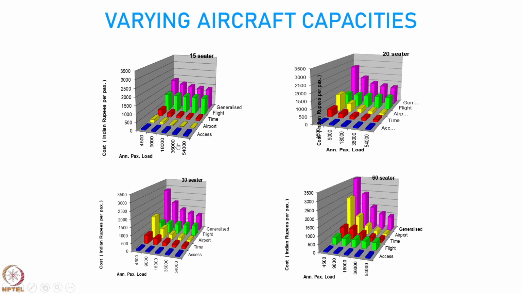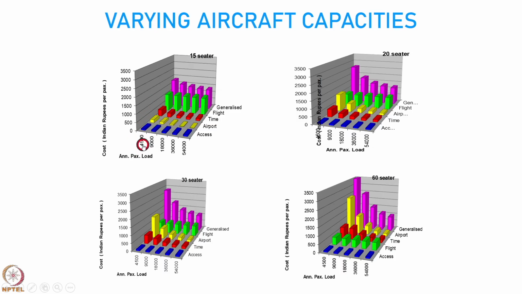We notice that for a small aircraft which is 15 seats, major cost of travel is the flight cost, and it remains the same, because whether you operate 4,500 passengers a year or 54,000 passengers a year, as long as the aircraft is 15-seater with 85% load factor, its flight cost is going to remain the same. So, that is why there is a fixed number for flight cost. But notice that the time cost is reducing. Okay, I would say that the time cost is very high for a small passenger demand.